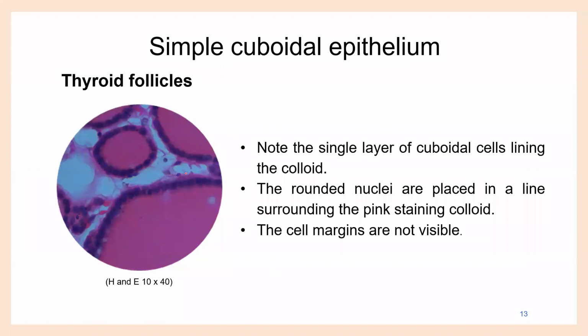Okay, so again, simple cuboidal epithelium, as we looked at previously, you see it in the thyroid. So rounded nucleus, and here these are the follicular cells. And these are the interfollicular spaces where you have the connective tissue and small cross sections of blood vessels. So this is the colloid, as I told you earlier, and the simple cuboidal cells. This is again 10 to the power 40, H&E section of the thyroid tissue.